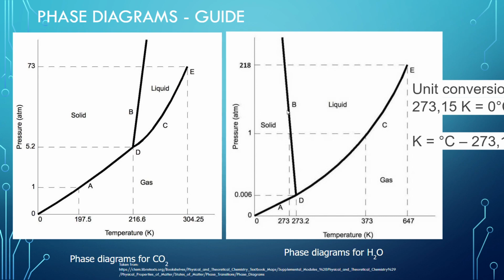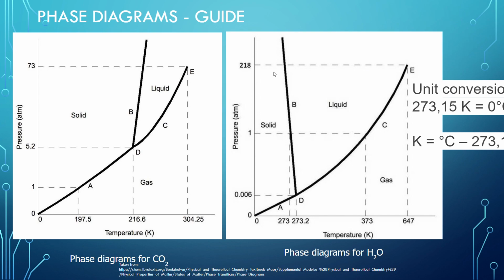So this graph allows us to see the state of any substance in any conditions of pressure and temperature. For example, if I ask you which would be the state of matter for water at 218 atmospheres and a temperature of 0 degrees Celsius, you go here and you will find it's solid. If it's the same pressure but at 373 degrees Kelvin, now we will pass to liquid.